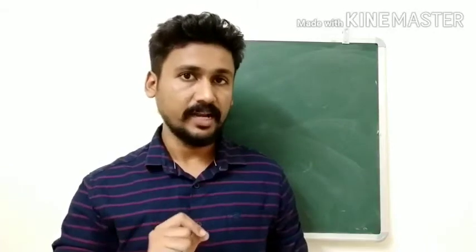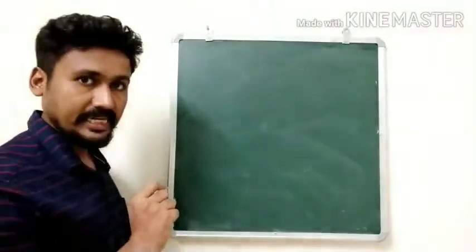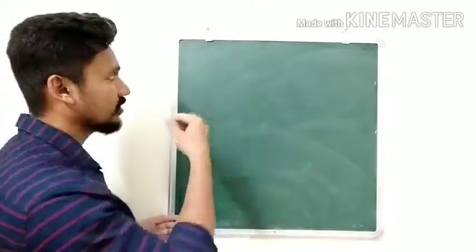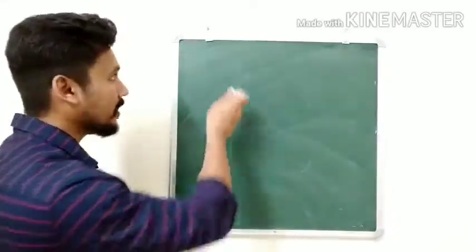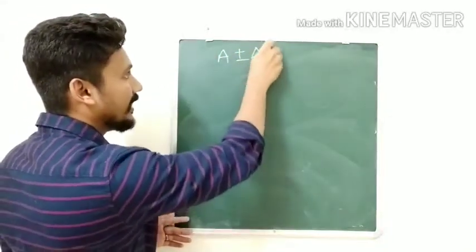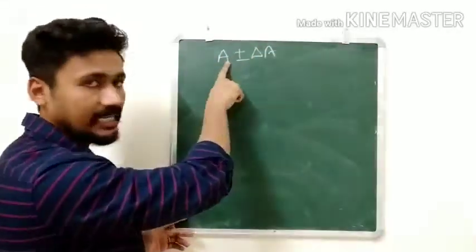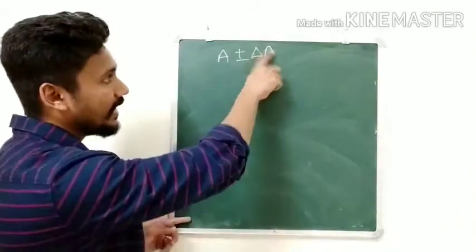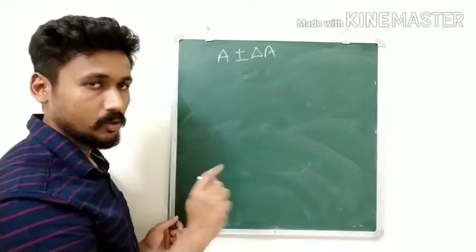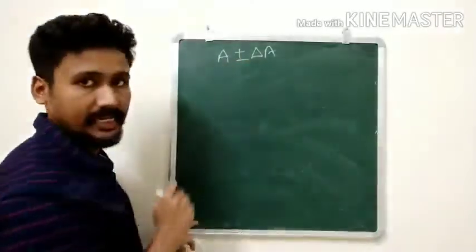Now, next topic we are going to see is the combination of errors. So, what you have to understand now, any kind of quantity that is given will be mentioned like this. If there is a quantity A, the measurement of A will be written as A plus or minus delta A. A signifies the mean value and delta A signifies the mean absolute error. Okay, so any quantity will always be written like this.